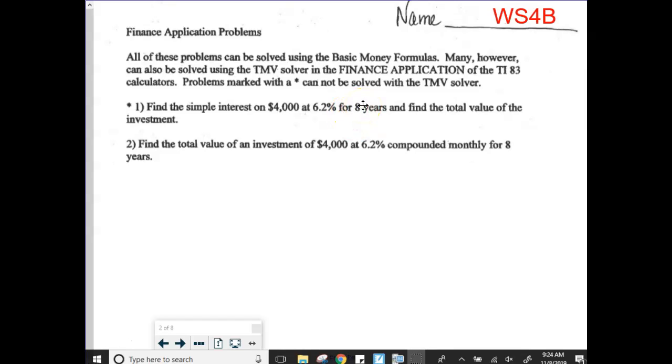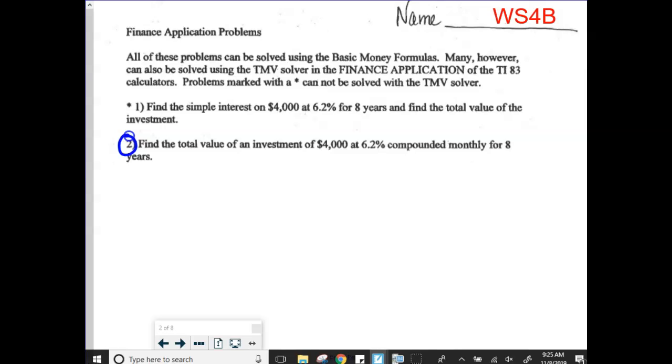Right, good question. All right, so I'm going to skip around a little bit on worksheet 4B because you guys got me talking too much yesterday. Let's talk about number 2. What is the total value of an investment that is $4,000, compounded 6.2%, compounded monthly for 8 years?